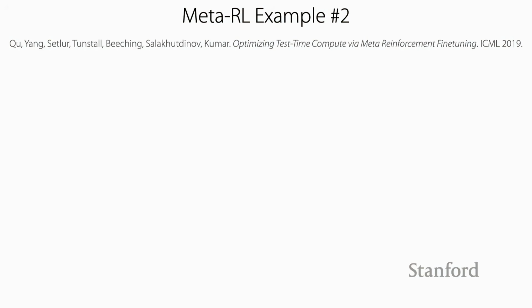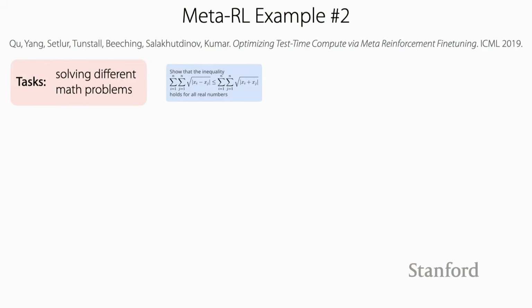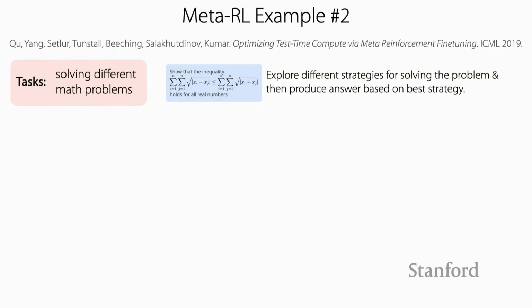So let's talk about that now. Say that we're solving different math problems. This is the canonical language model example, especially for test time compute. One example of a math problem is trying to show this inequality. This is possibly the same math problem that Avral showed in his lecture.